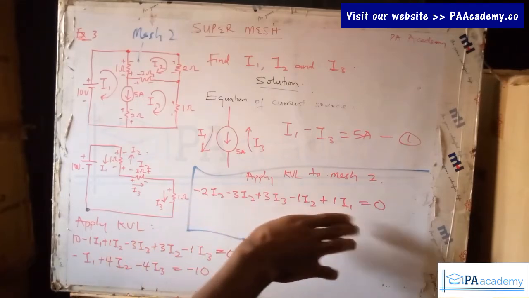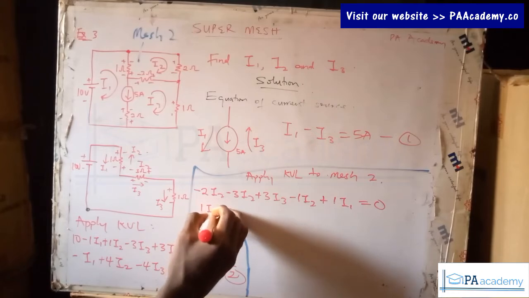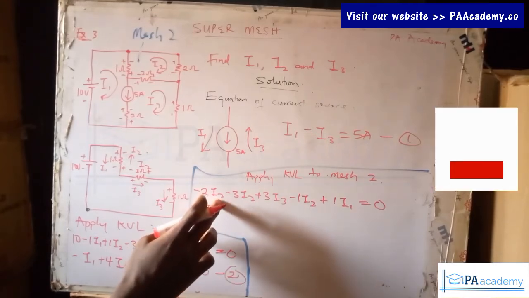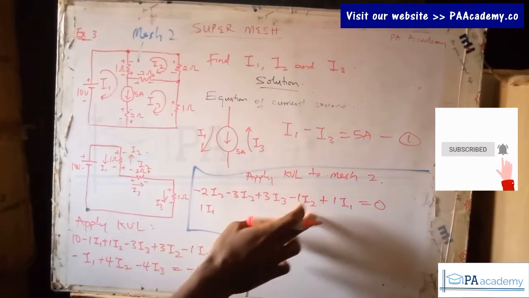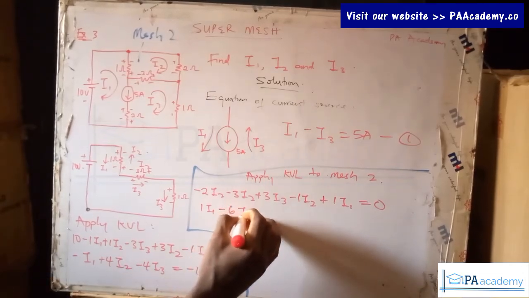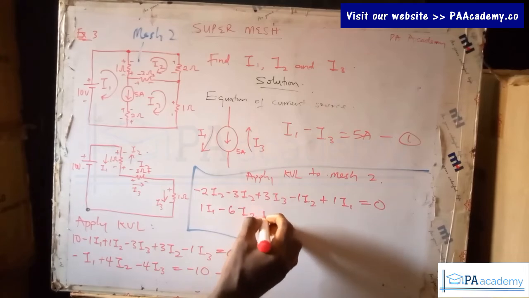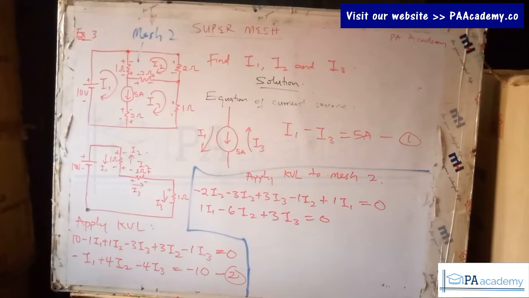So this is the only I1 we're having here, so that's 1 I1. What about I2? This is minus 2 I2 minus 3, that's minus 5, and that's minus 6, so that's minus 6 I2. Then for I3, we are having only plus 3 I3 equals 0. Alright, so that is it. This is our equation 3.